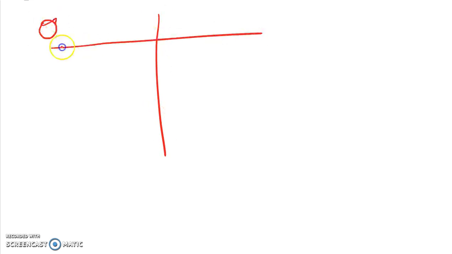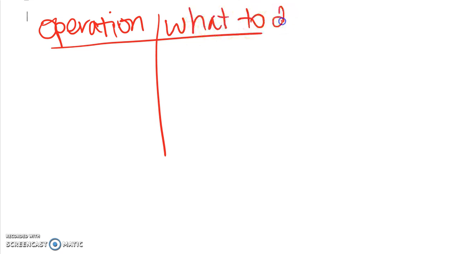Okay, this is a quick review on the exponent rules. So if you'll take some notes on the back of your little half sheet, just so that you have some things to look forward to. We're going to talk about the operation and then what to do, and an example.